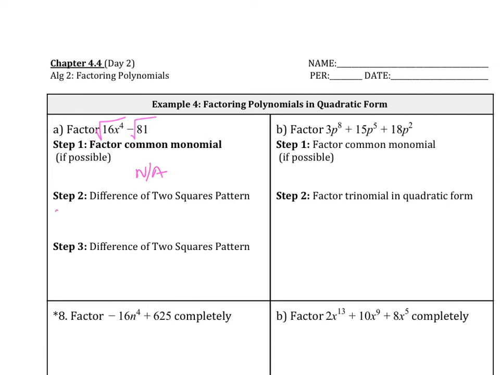So the square root of 16 is 4, and then square root of x to the fourth is x squared. So 4x squared and 4x squared, and then just think about it. 4 times 4 is 16, x squared times x squared is x to the fourth. Then square root of 81, that is 9, so we put 9 here, and then we'll put opposite signs, so negative and a positive.